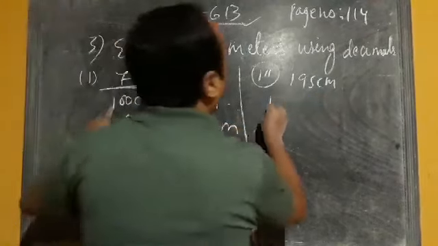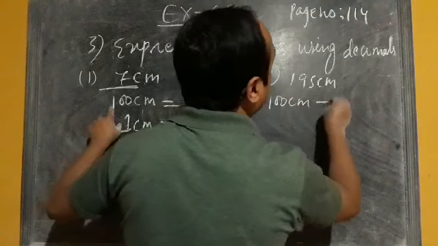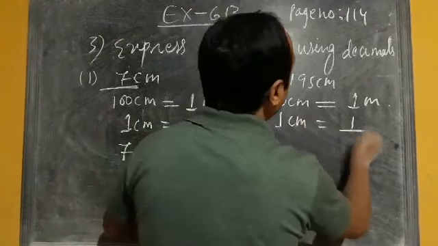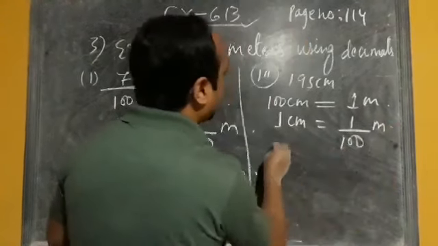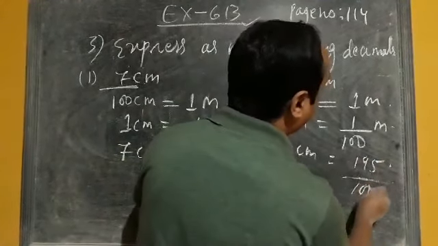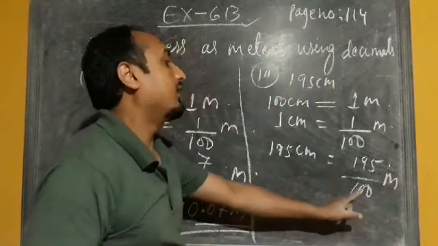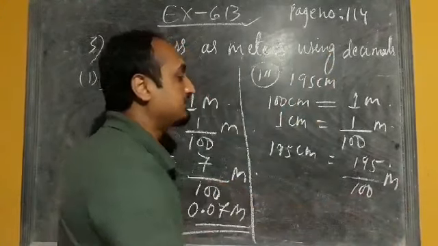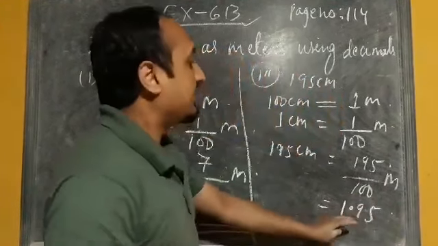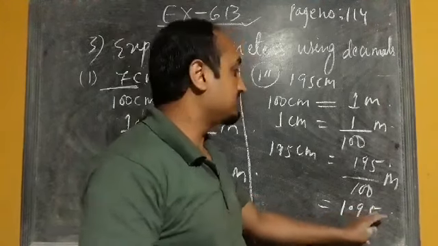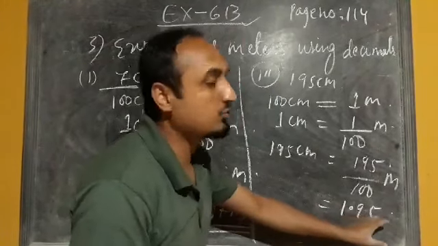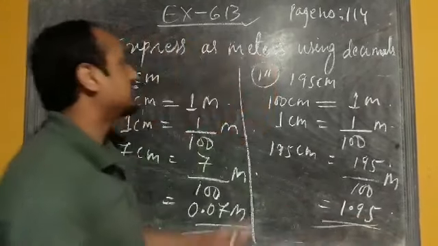The concept is the same. 100 centimeters equals 1 meter, so 1 centimeter equals 1 by 100 meter. So 195 centimeters equals 195 by 100 meters. Below we have 2 zeros, so after the decimal we can write this as 1.95. Why two numbers after the decimal? Because we have 2 zeros. So this is the answer for question number 3.